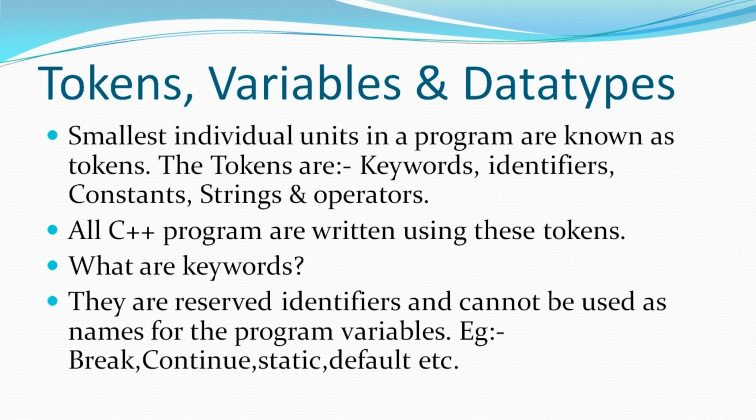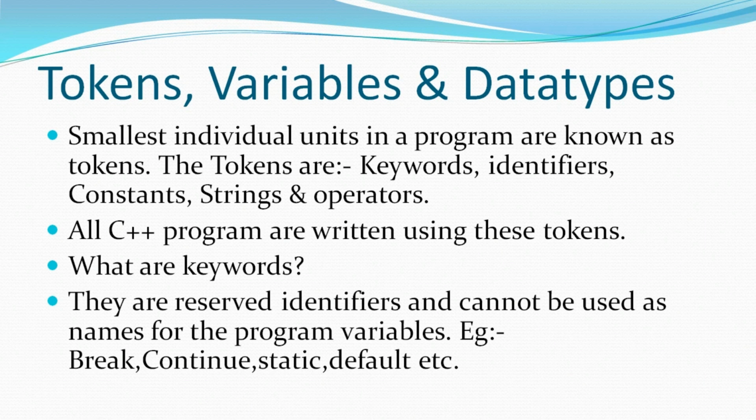The smallest individual units in a program are known as tokens. The tokens are the keywords, identifiers, constants, strings, and operators. All C++ programs are written using these tokens. I mean, these tokens are the building blocks of a C++ program. Okay, so what are keywords? The first thing that comes to your mind is, what are keywords?